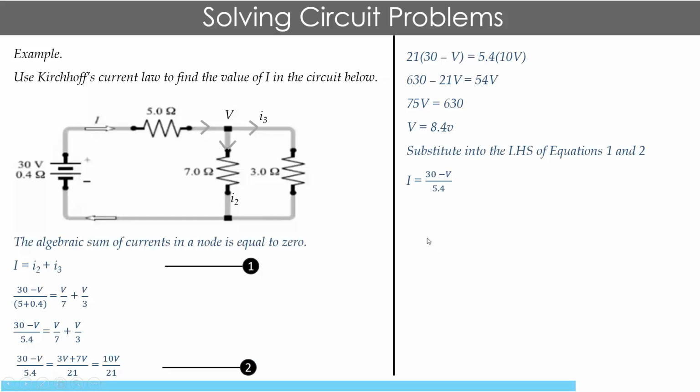So I will be equal to (30 minus 8.4) over 5.4. That would be 21.6 over 5.4. So I will be equal to 4 amps. So we can see that we've still gotten the same 4 amps we got when we used Kirchhoff's current law, the same value we've now gotten using Kirchhoff's voltage law.